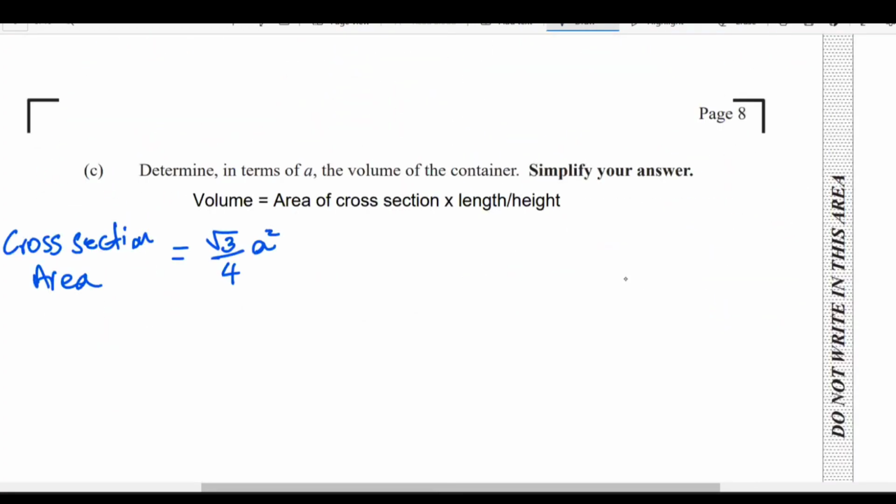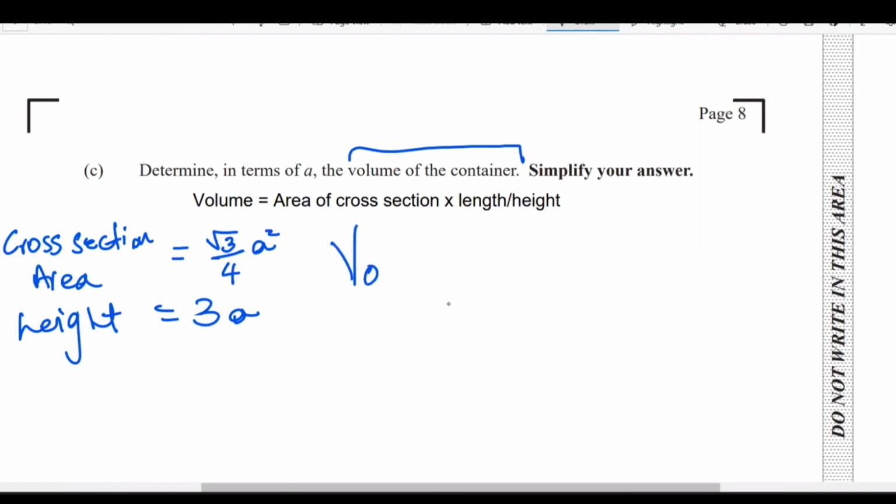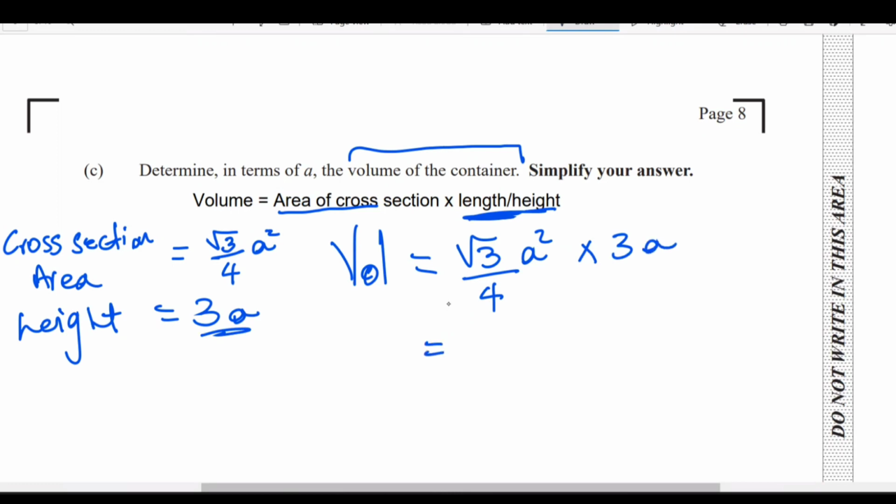So then all we're going to do now is to apply this. And we have the height. Remember, the height is given from the beginning as 3A. So let's go again. Height of the container is 3A. The cross section of the container is root 3 over 4 A squared. So you're just going to multiply these. Let me rewrite it for us. So the volume is the area of the cross section, which is the same thing, and you multiply that by the height, which is 3A.